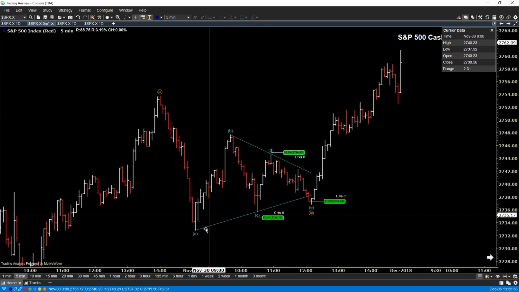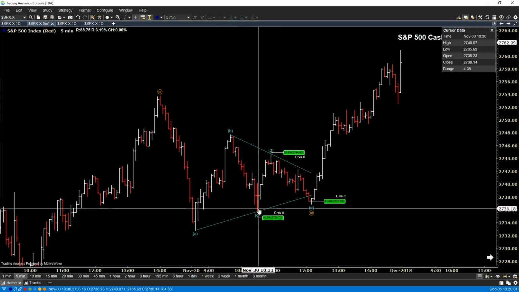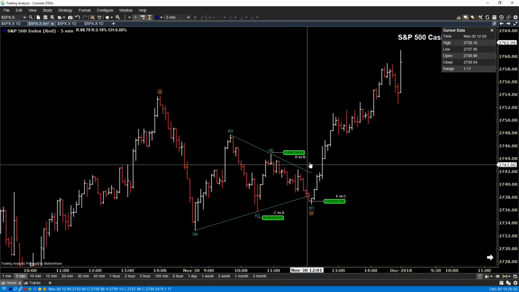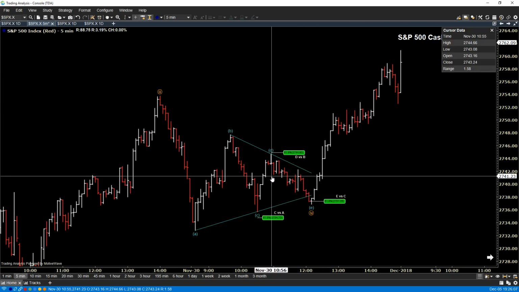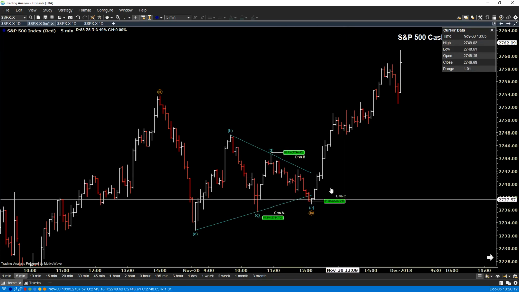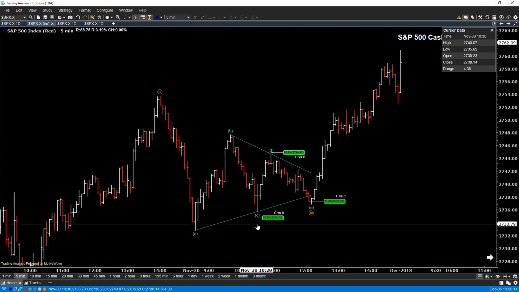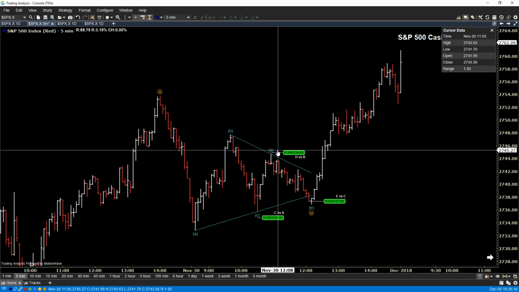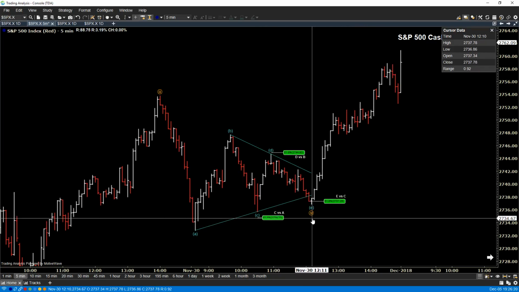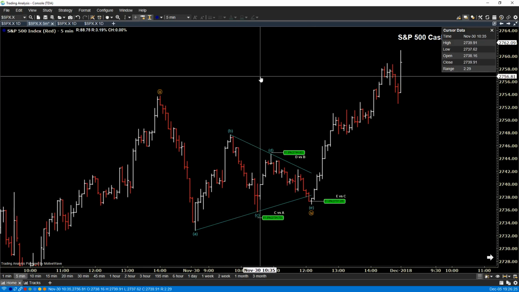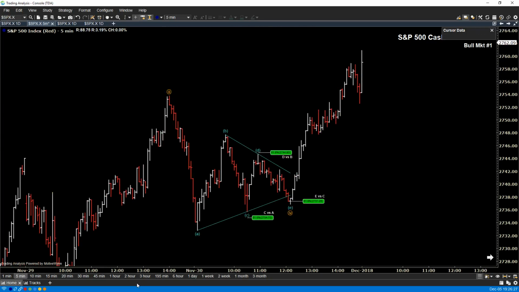D versus B, so the distance of B projected from the bottom of C. That called for 2744.90. We had a high of 2744.66. Absolutely remarkable. E versus C, so the distance of C projected from the top of D. That called for 2737.26. The market gave us a low of 2736.86. Just a beautiful example of a fourth wave triangle.